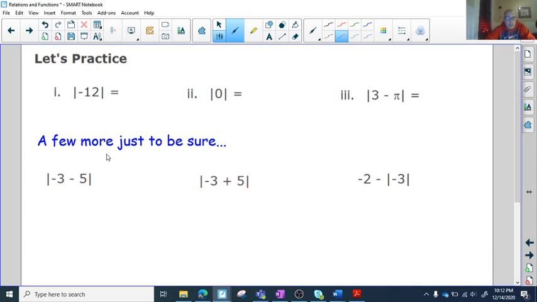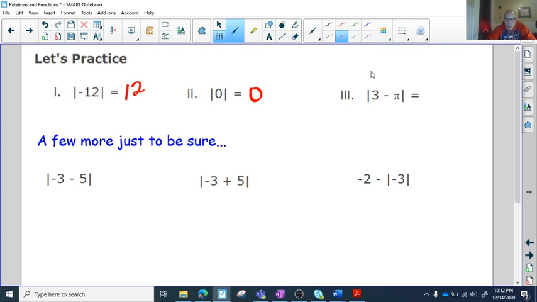Let's look at a few calculations here. Remember, these two straight lines imply absolute value. The absolute value of -12 would be 12 because it's 12 units from -12 back to 0. The absolute value of 0 is just 0.